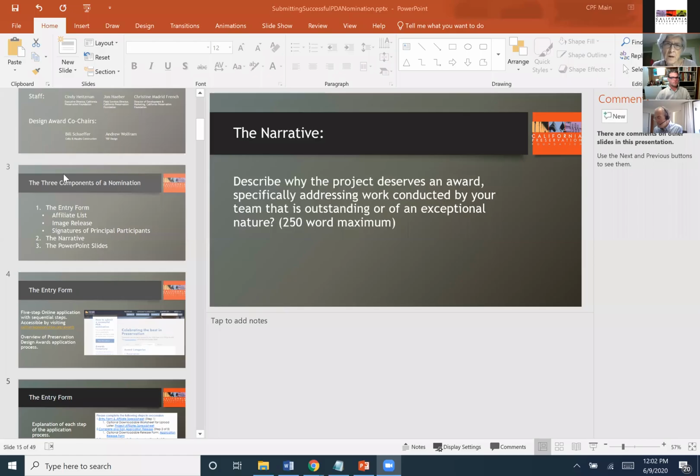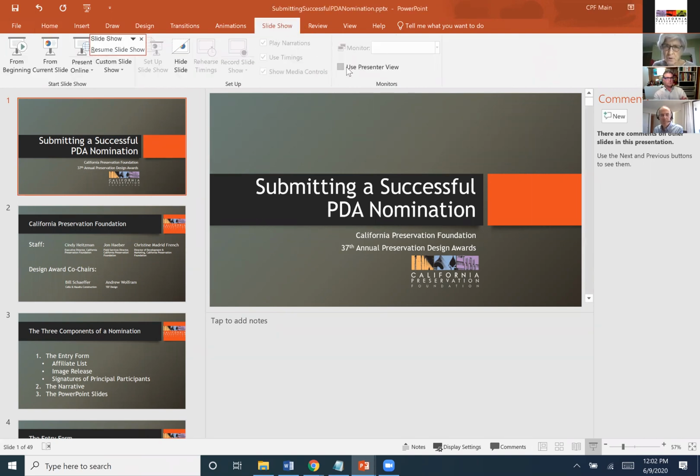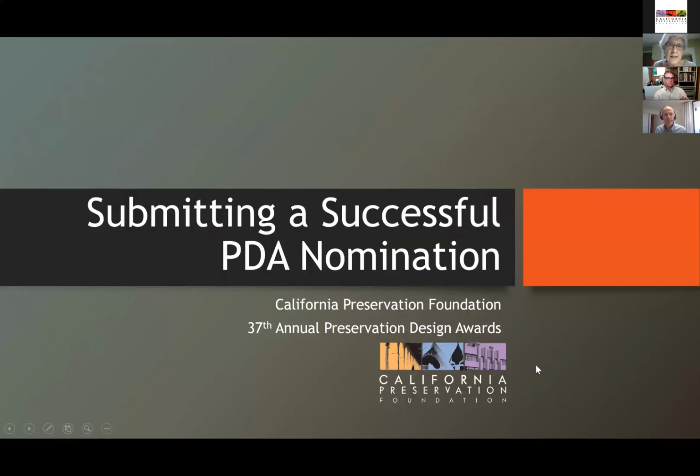This program will help guide you through the nomination and application process for California Preservation Foundation's Preservation Design Awards. This is the second version of this program. The first version was done 4 years ago. There have been a few changes to the program that will be included in today's webinar. So this is really your opportunity to ask questions about the process and the application.